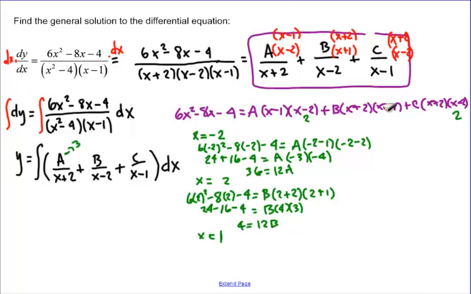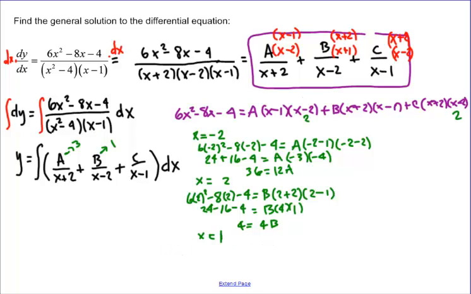Alright, I got a little error here. This should be x minus 1, which changes this guy right here to minus 1, which gives us 4 times 1. Which will give us 4b instead of 12b. So in this case then, my b value is going to be 1.